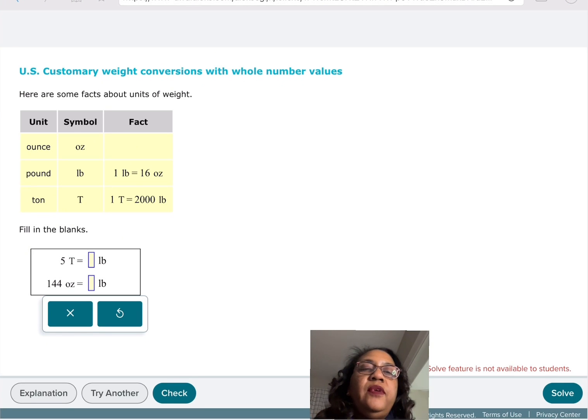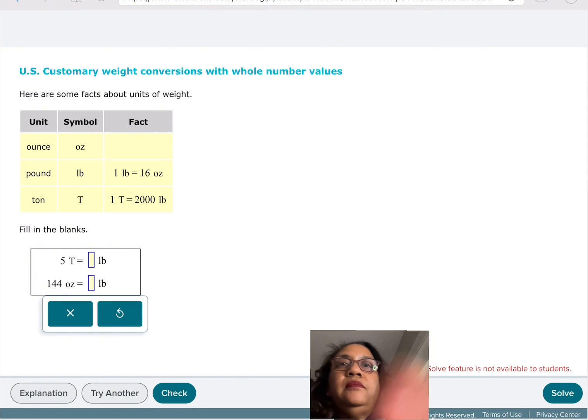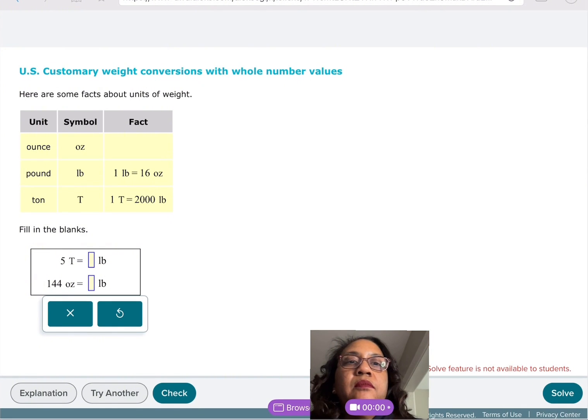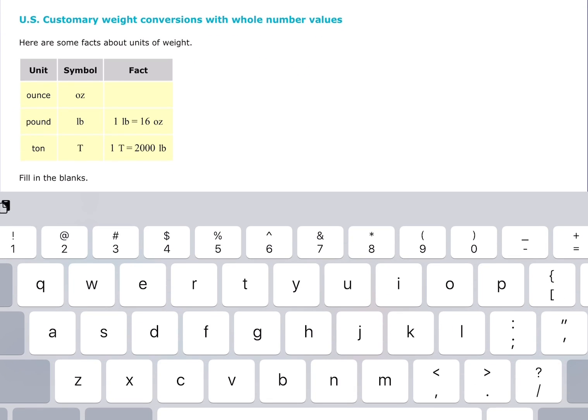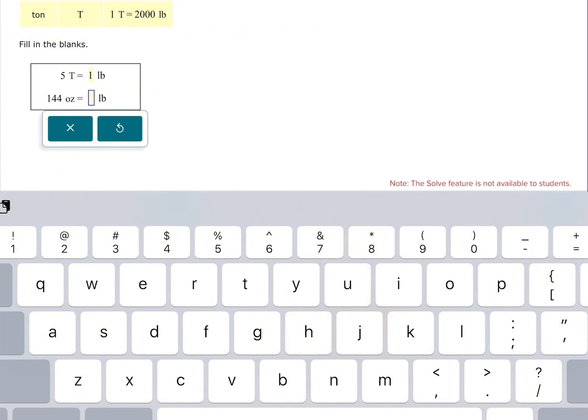So we have 5 tons and we want to know how many pounds that is. So 1 ton is 2,000 pounds. So if I have 5, I'm going to multiply that by 2,000. And just to be careful, I'm going to use my calculator. So 5 times 2,000, and I get 10,000, and you probably knew that.